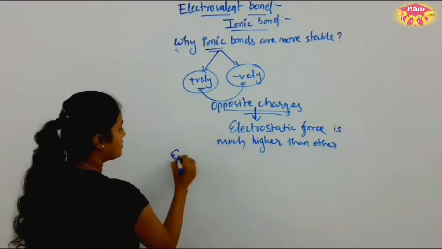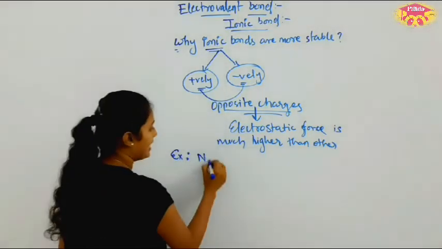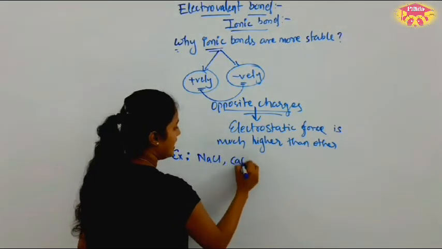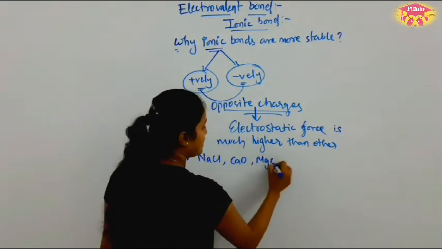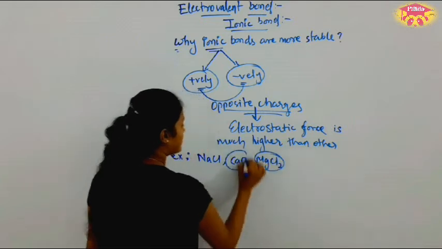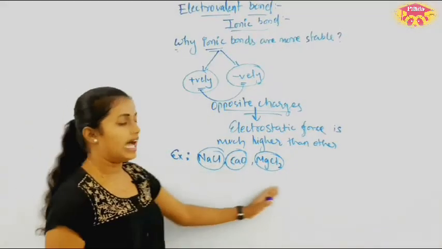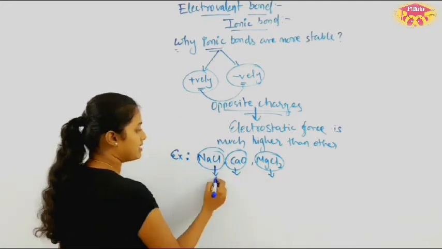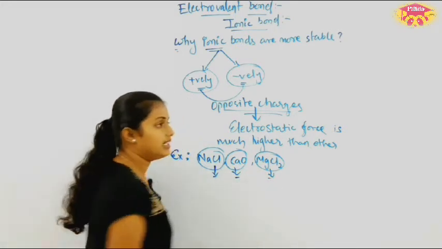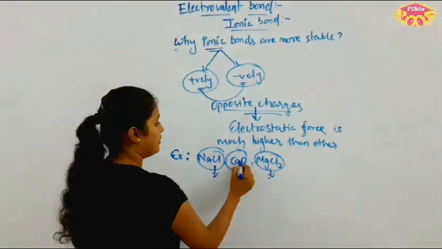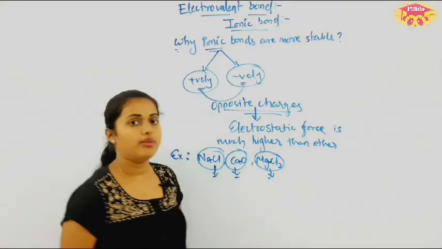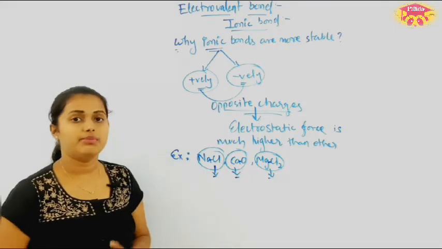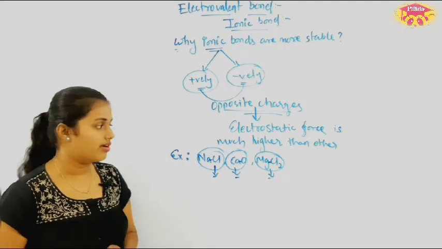Okay, some examples are NaCl, CaO, MgCl2. So students, these are ionic bonds. Okay, these compounds possess ionic bonds in between them. So these are more stable compared to other bonds.